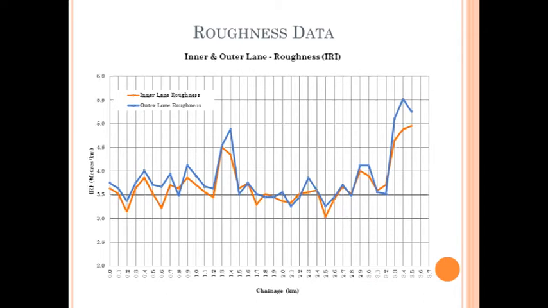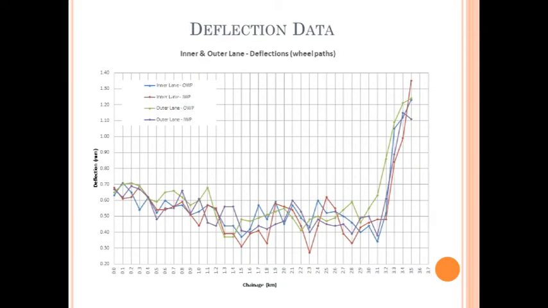So overall, the site is considered to have probably a moderate level of roughness with a few areas of higher roughness. The next bit of condition data we're going to have a look at is deflection data, and this gives us a bit of an indication of how the pavement's structurally performing through how much it deflects during the test. We can see again that the inner and outer wheel paths, as well as the outer and inner lanes, follow similar trends overall.